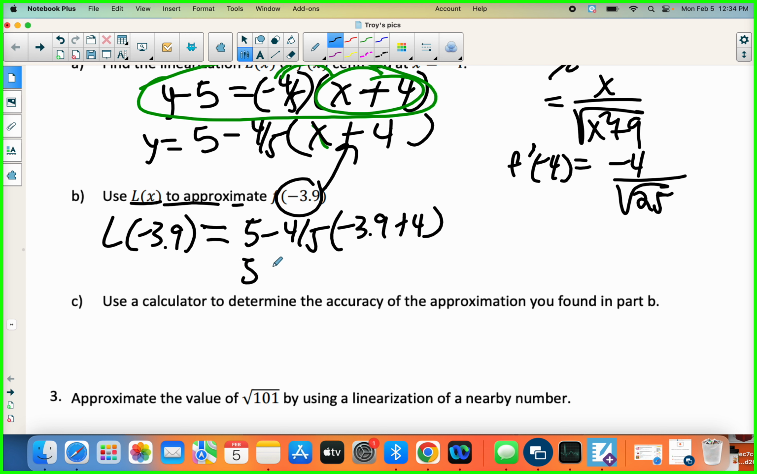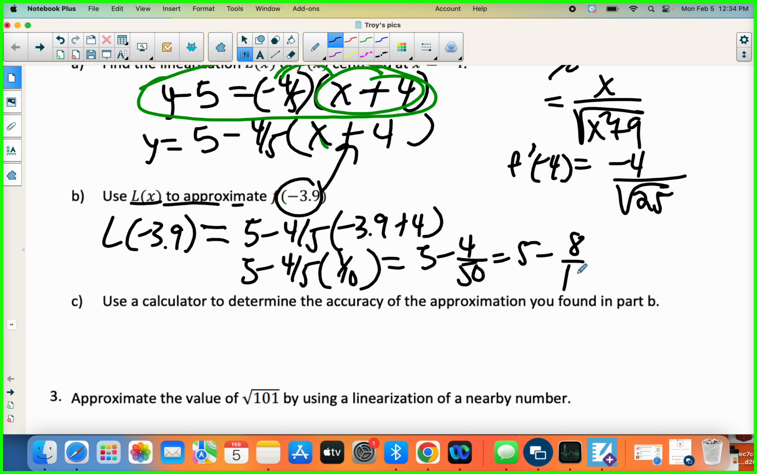So that's going to be 5 minus 4/5. What is that, 1/10? And so I got 5 minus 4 over 50, which if I don't have my calculator would be 5 minus 8 over 100. I think I have worked these. The 4.92, that does sound familiar. Did y'all get 4.92? So what does that mean, class?